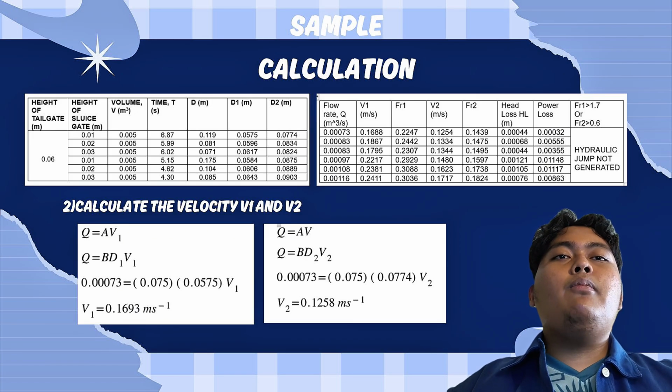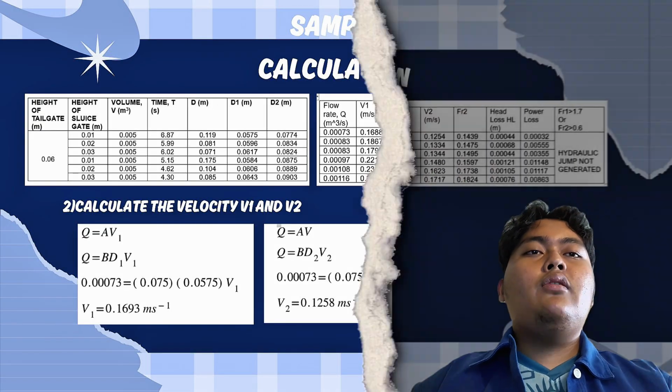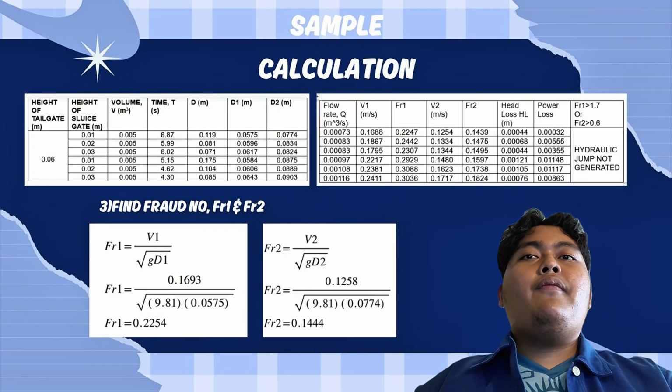We got V1 equals 0.1693. We also do the same steps for V2, and we got V2 0.1258.